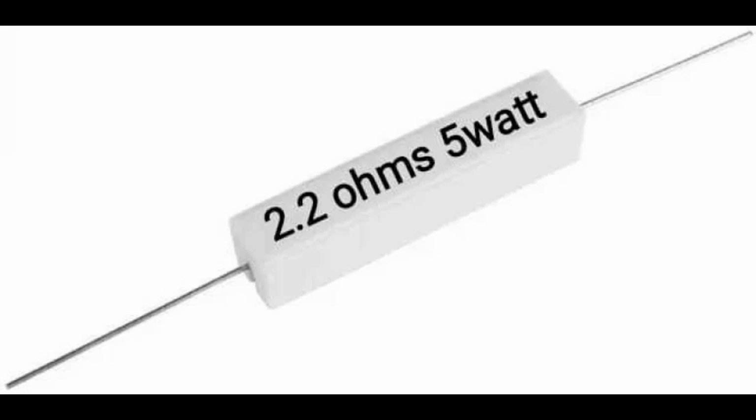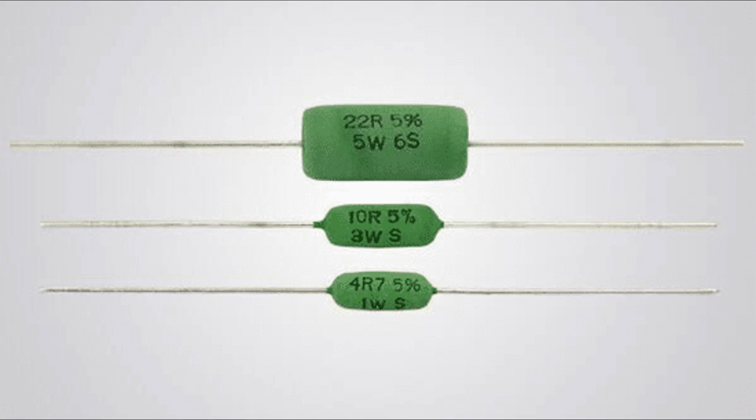Precision and accuracy. The choice of resistance tolerance depends on the precision and accuracy requirements of the circuit. In applications where precise resistance values are critical, lower tolerance resistors, e.g., 1% or 0.1%, are used. In less critical applications, higher tolerance resistors, e.g., 5% or 10%, may be acceptable.